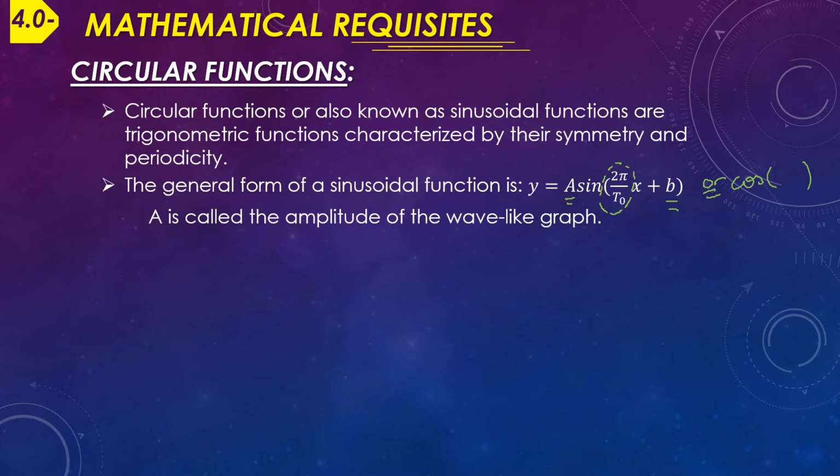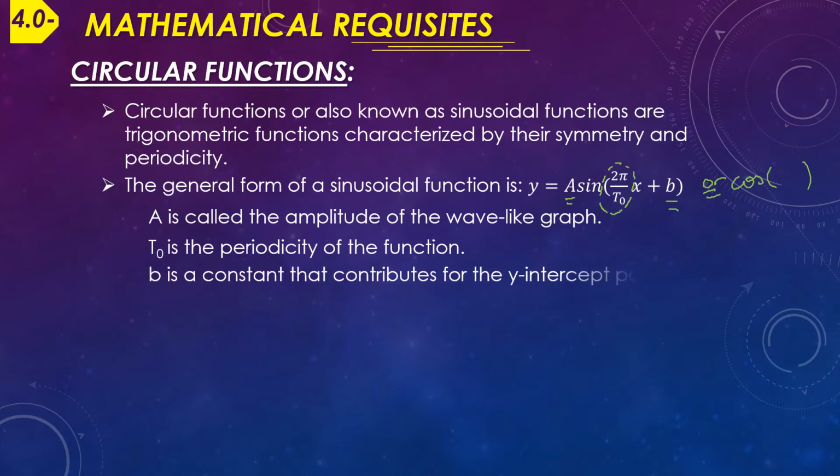A is called the amplitude of this graph, which is wave-like. T0 is the periodicity of the function. It is like the period which we know in physics. Nevertheless, in mathematics, the interval on x in which a function repeats itself is referred to as periodicity.